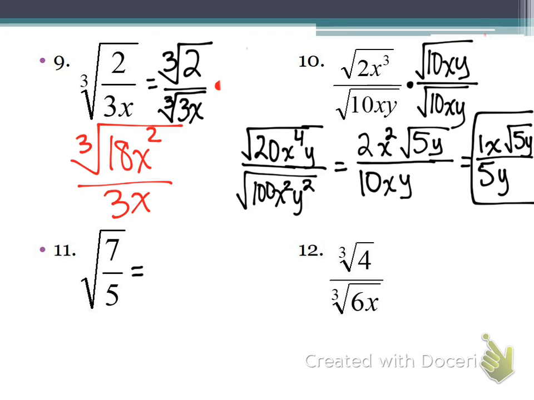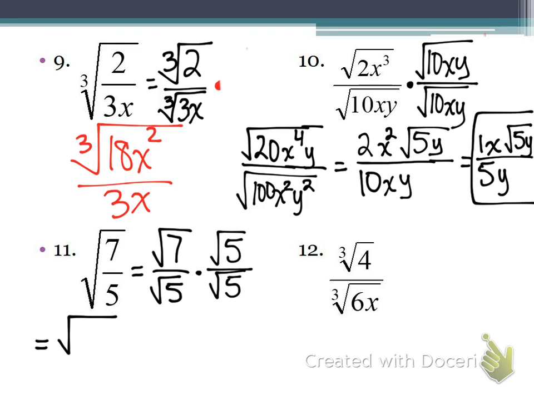Will 7 over 5 simplify as a fraction? No. So split it up. Square root of 7 over the square root of 5. What do I need to multiply my denominator by to make it a perfect square root? The square root of 5. If I multiply by that in the denominator, I have to also multiply by it in the numerator. In my numerator, I would have the square root of 35. In my denominator, the square root of 25.